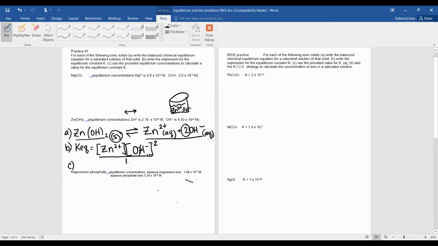So when you ultimately plug in the values, you plug in the value of zinc, and you plug in the value of OH. But when you plug in the value of OH, don't forget to take the square of that value. And you end up getting your entire equilibrium expression. Answer is 3.98 times 10 to the negative 17th.